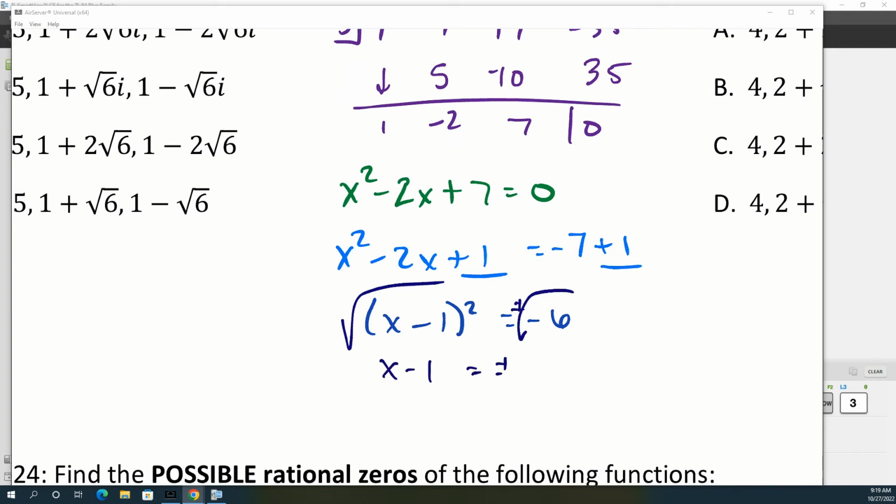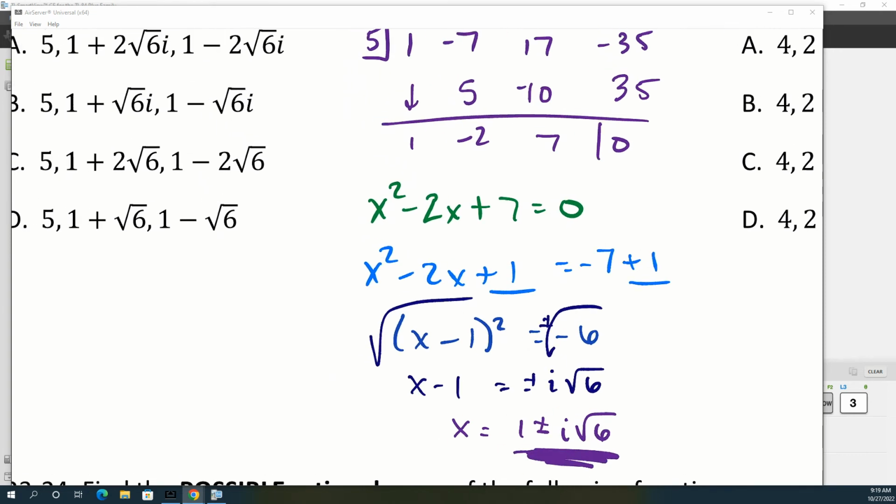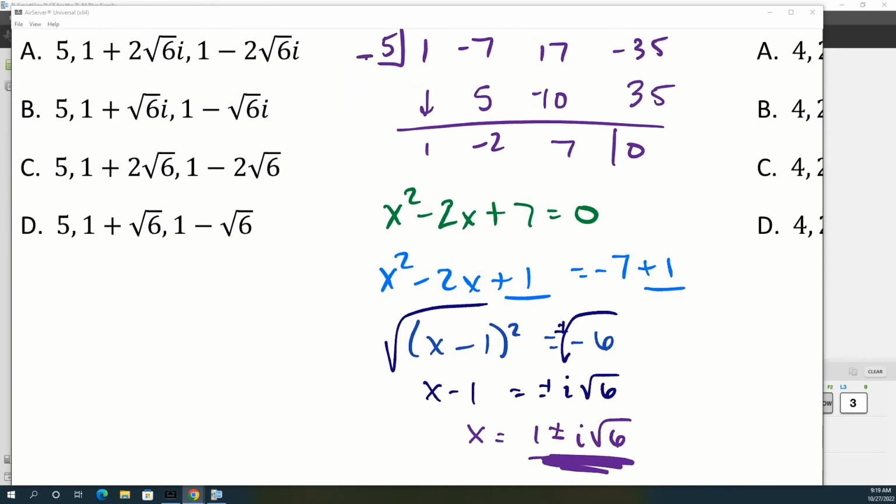So same thing like we did on that one. We pull out an i. And there's not a square that goes into 6, so we just leave it, the square root of 6, and then move that 1 over. So that's going to be 2 imaginary zeros. 5 is the other zero. So that looks like B to me.